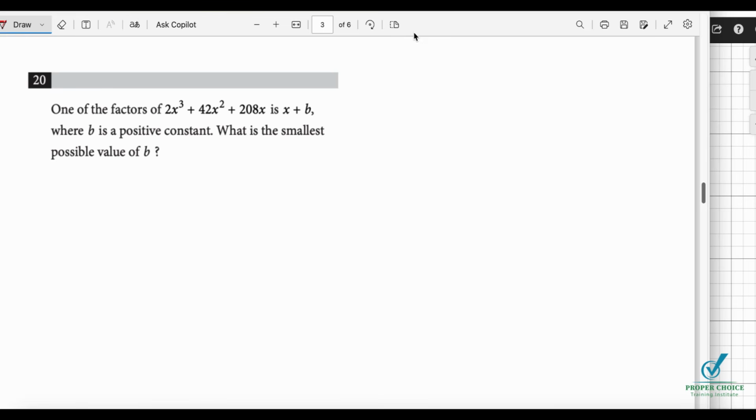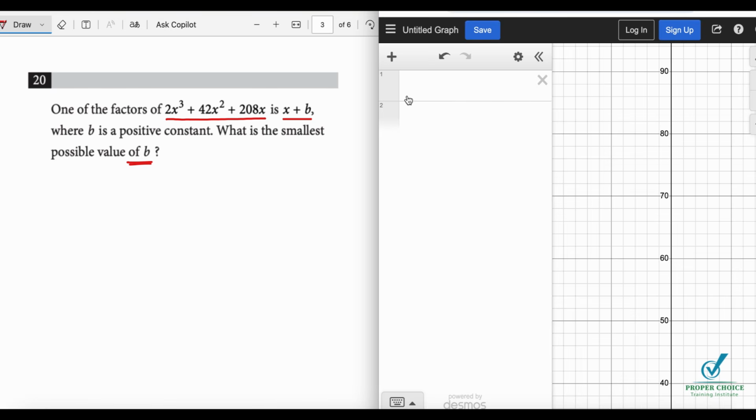One of the factors of 2x cubed plus 42x squared plus 208x is x plus b, where b is a positive constant. What is the smallest possible value of b? Again, type this given expression as it is on Desmos and check. What are the factors of this cubic equation? Factors are basically found by first taking the zeros and converting them into factors by taking those values to the other side. First of all, let's find the zeros of this cubic equation.